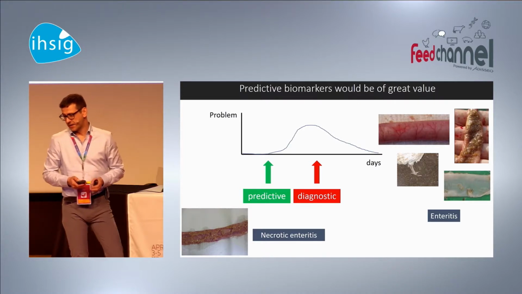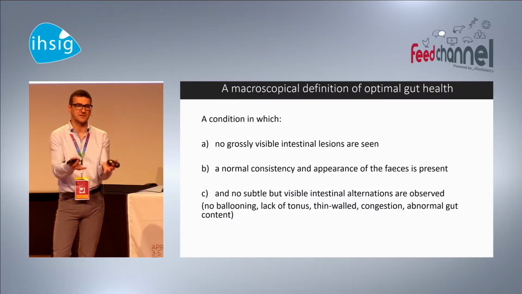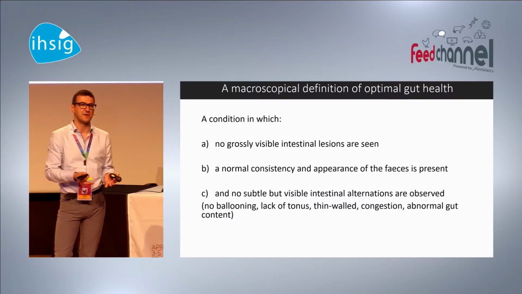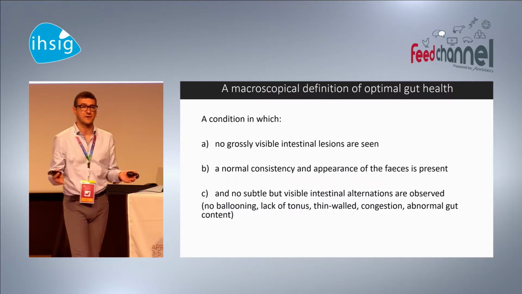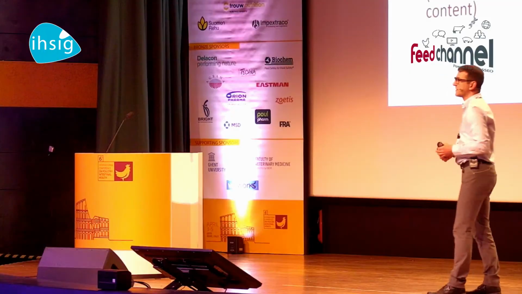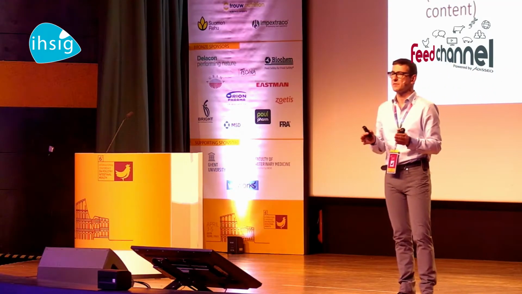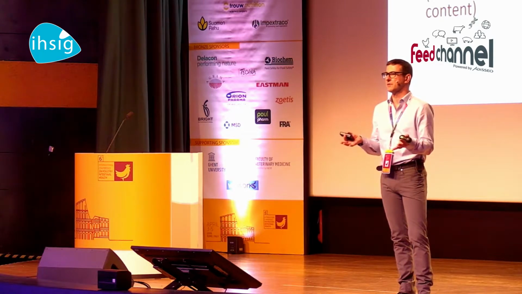Now, I just told you I will give you some definitions. This is something you already know, of course. Macroscopically, when the animal has intestinal health problems, you will just see it. Of course, in cases of severe disease, necrotic enteritis, you see gut necrosis, but also there's a lot of other things you can see when you open the bird and look at the macroscopical appearance of the gut wall, okay?